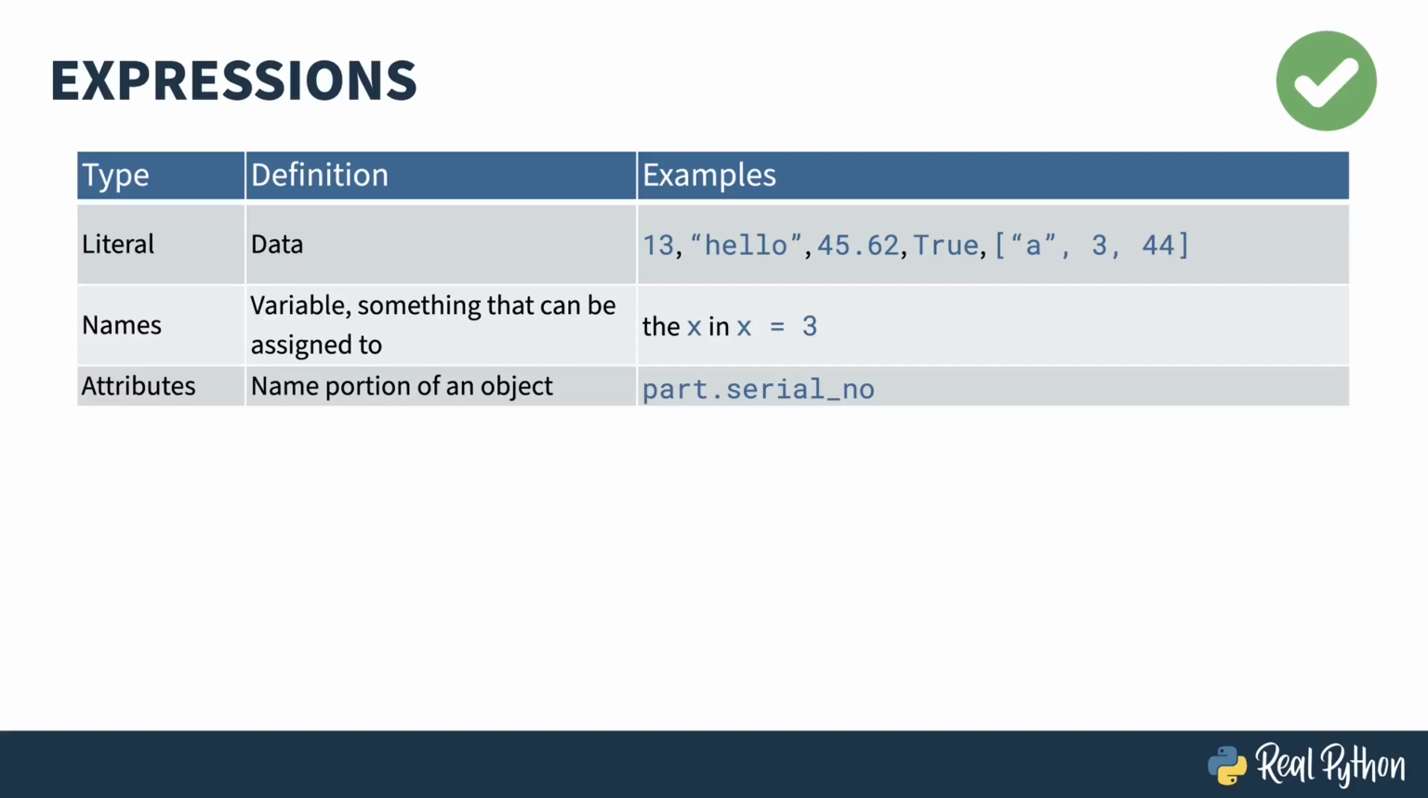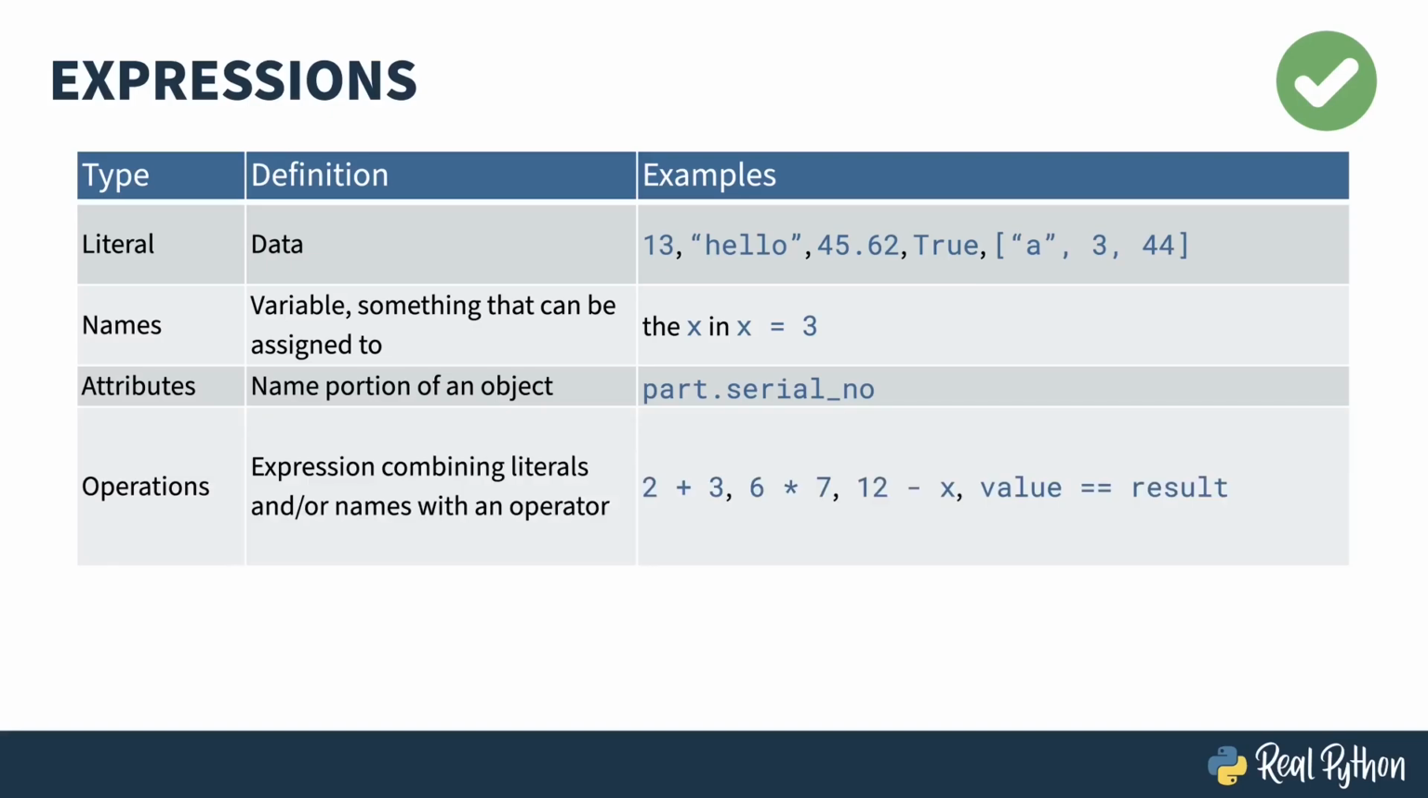Attributes are similar to names, but instead of being global, they're part of a named object. If you had an object named part, with an attribute serial number, you could access that inside of eval. Operations are expressions that combine literals with an operator.